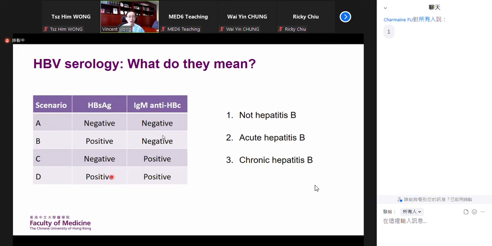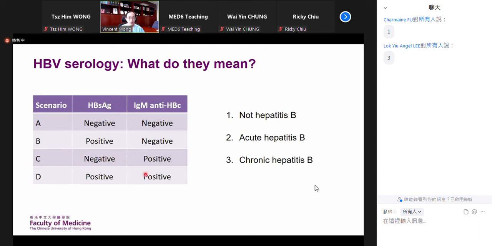Now, second situation, positive surface antigen, negative IgM. What is it? Not hepatitis B, acute hepatitis B, or chronic hepatitis B? Okay, so this is chronic hepatitis B. The patient has positive surface antigen, but negative IgM. IgM is the hallmark for acute infection.